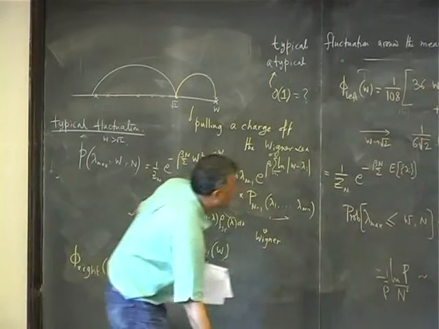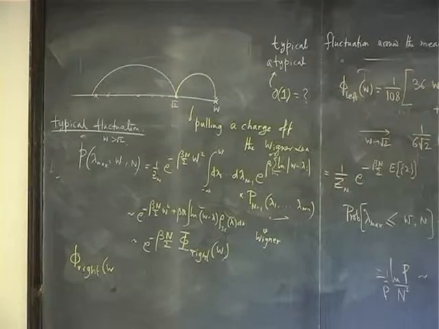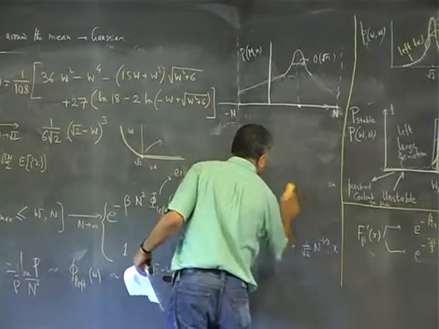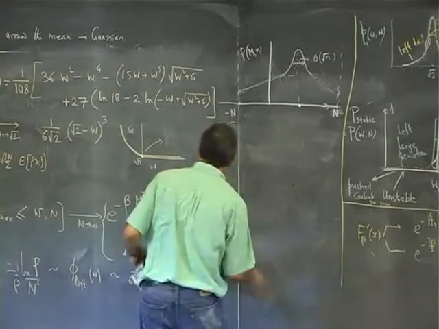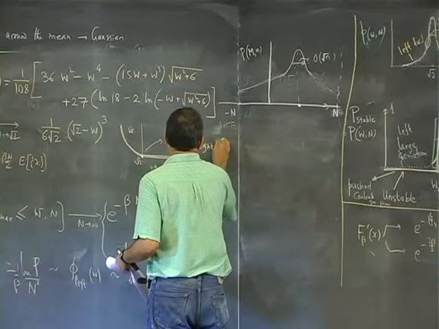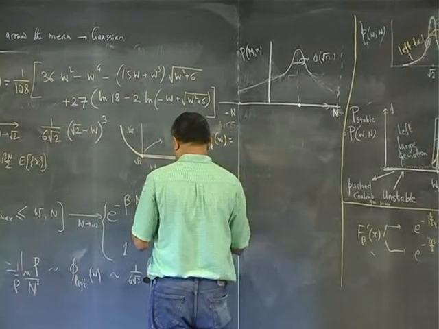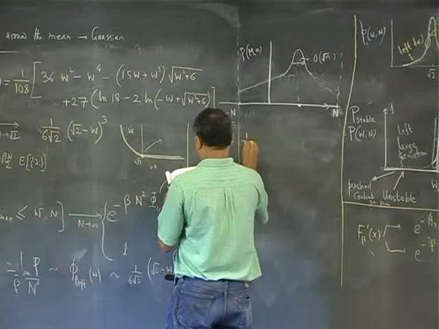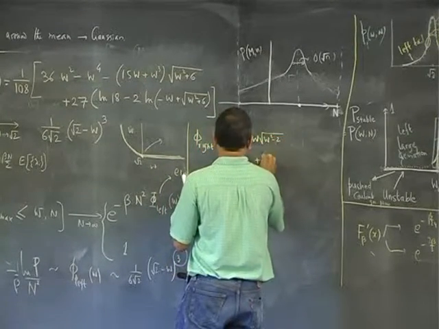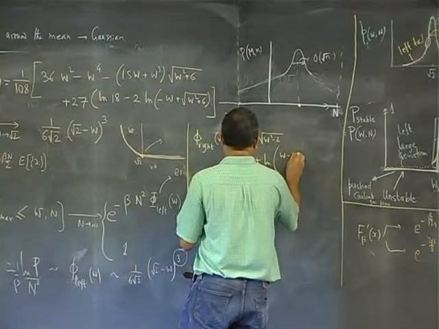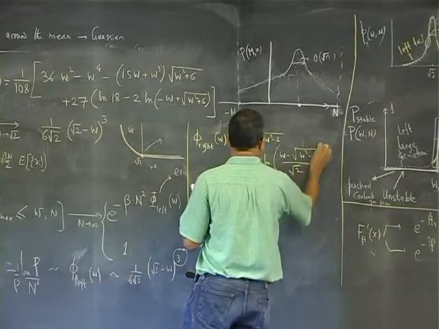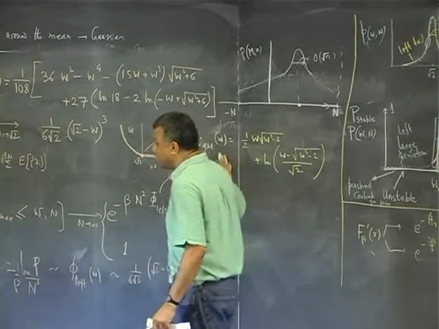Oops, I'll write it here. It is just half W times the square root of W square minus 2, plus log of W minus the square root of W square minus 2, over square root of 2. So this is the exact right large deviation function.